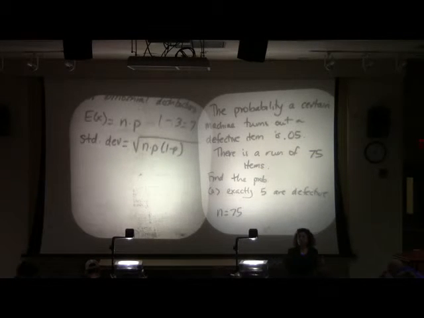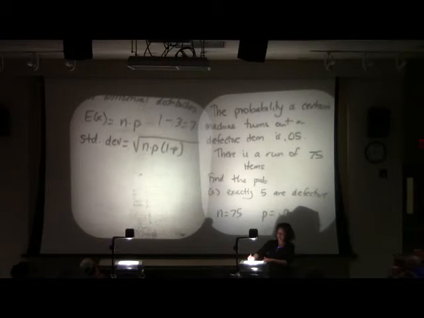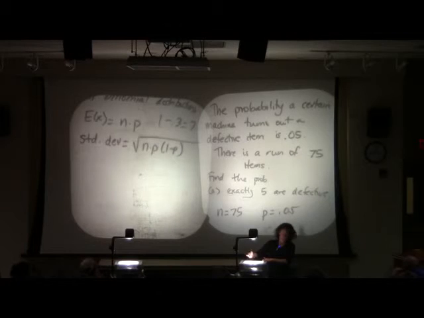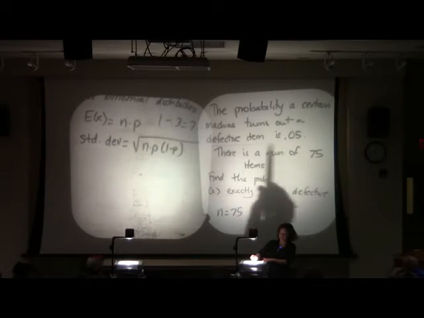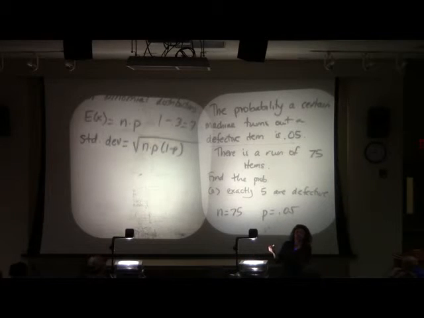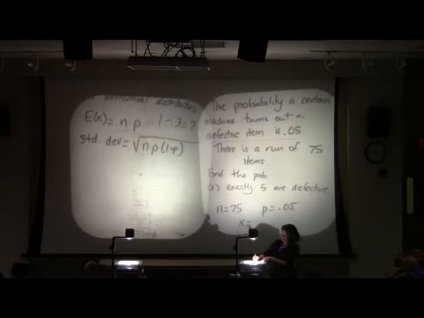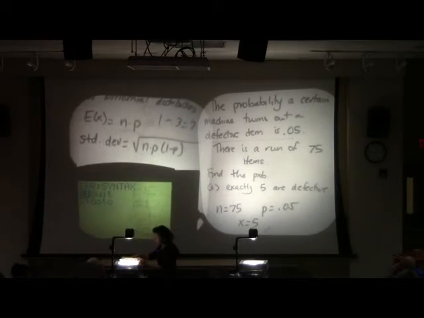Now, this problem also gets to why I don't really like the success versus failure, because what would you say your probability is here? The probability a certain machine turns out a defective item is 0.05. In reality, is a machine producing a defective item considered a success? I think not. So that's another reason why I don't really like those terms in your book, success versus failure. So what is our x value in this particular part? 5.